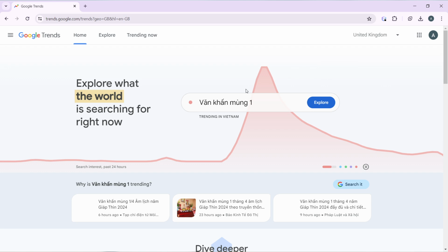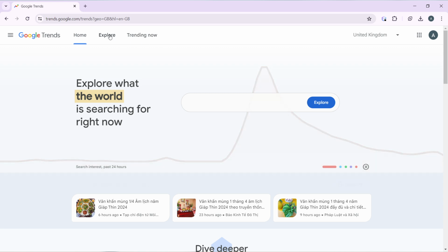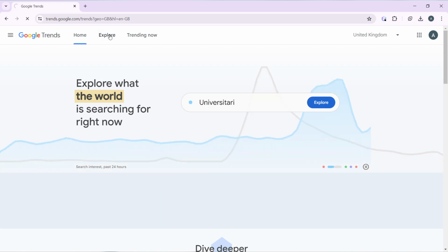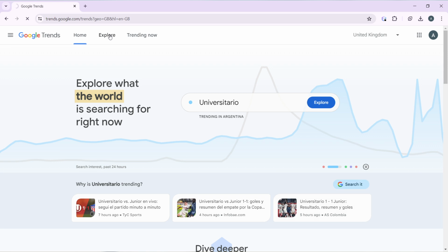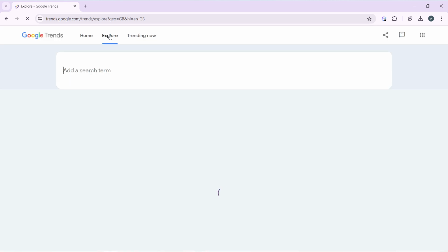winning products to sell. From this homepage, head over to the top corner of your screen where you have Home, Explore, and Trending Now. Now go ahead and click on Explore. And that's going to take you right into the Explore window. It's loading right up.